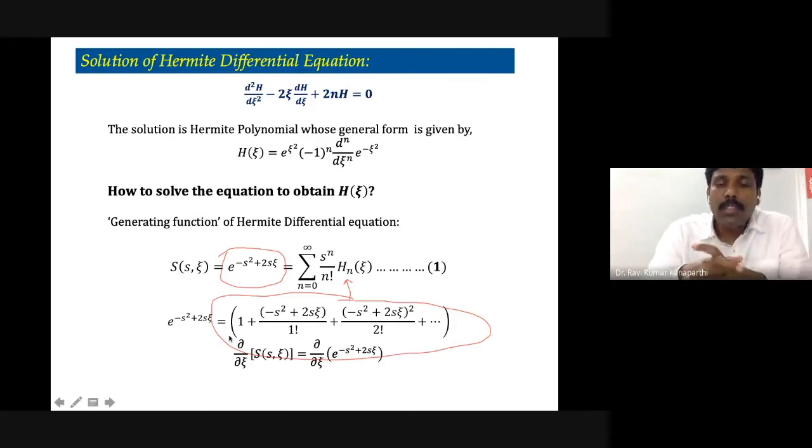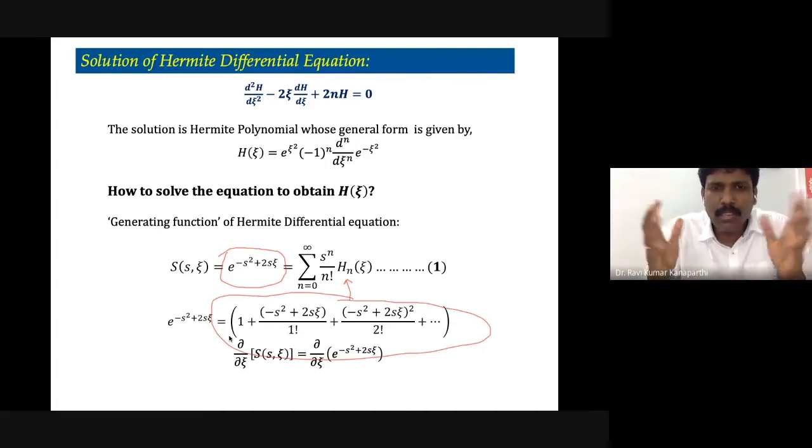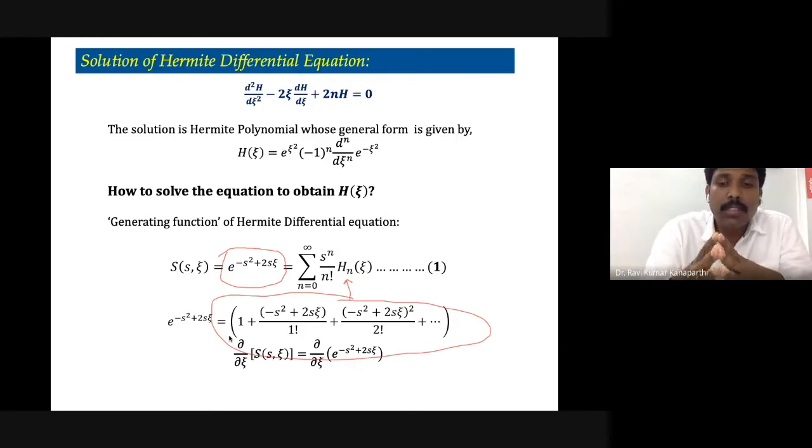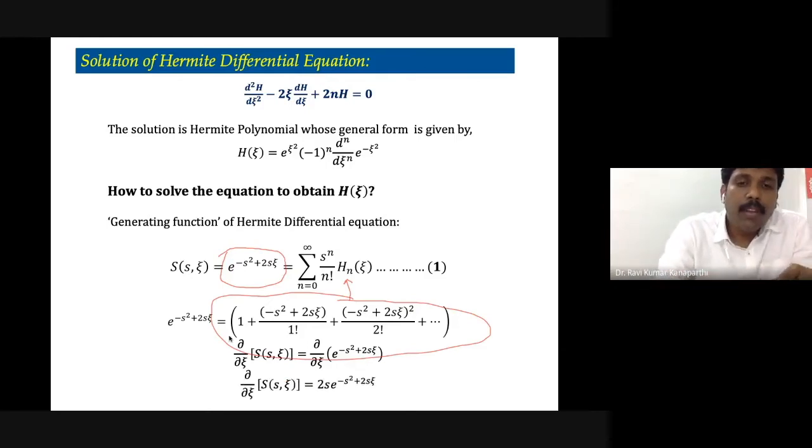Now what I'm going to do is calculate the first derivative of the exponential function, that is, our generating function. So dou by dou z of the generating function capital S of small s z is equal to dou by dou z of e to the power minus s square plus 2sz. Okay, we are evaluating the first derivative of the generating function.